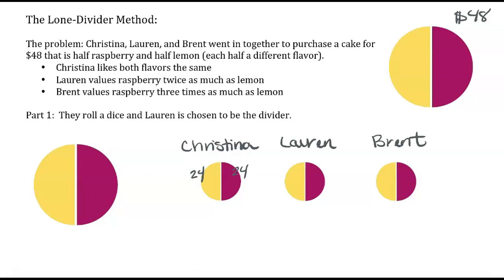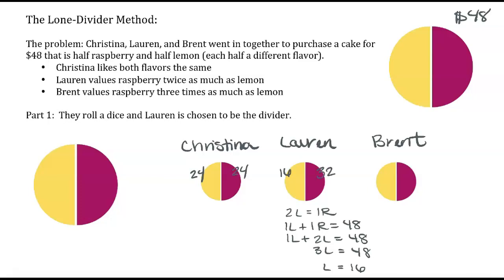Lauren, however, values raspberry twice as much as lemon. That means it would take 2 parts of lemon to equal 1 part of raspberry in their eyes. Since our cake is made up of 1 part lemon and 1 part raspberry, totaling $48, we can substitute our 2 parts of lemon for the 1 raspberry. This gives us 1 part lemon plus 2 parts lemon equals $48, or 3 parts of lemon equals $48. That means that the lemon part of this cake is worth $16 in Lauren's eyes. That leaves $32 for the other half.